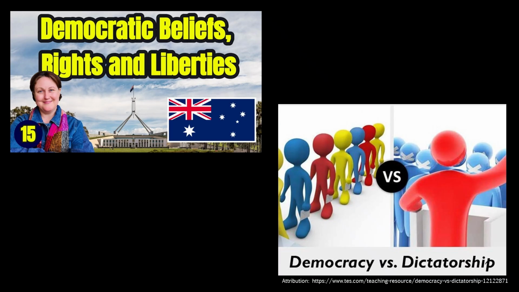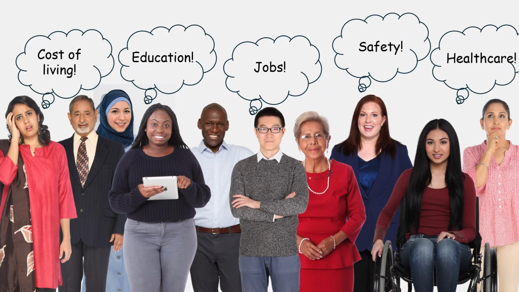But first, do you remember in episode 15 when we talked about the difference between a democracy and a dictatorship? In a democracy, citizens vote for people to represent their views in Parliament. As you prepare to become a citizen and voter in Australia, it's good to think about what is most important to you and how you want your views to be represented in Parliament.